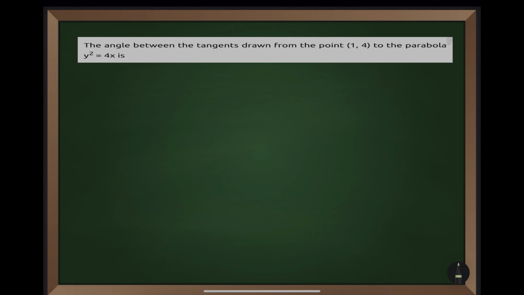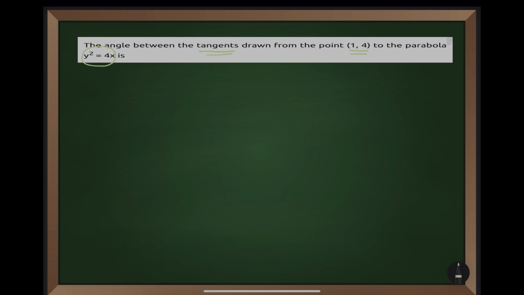Suppose we got this situation: the angle between the tangents drawn from this point. So these guys are talking about tangents, so this point must be outside the parabola. Then only you will think about tangents, not tangent. Okay, and look at this.